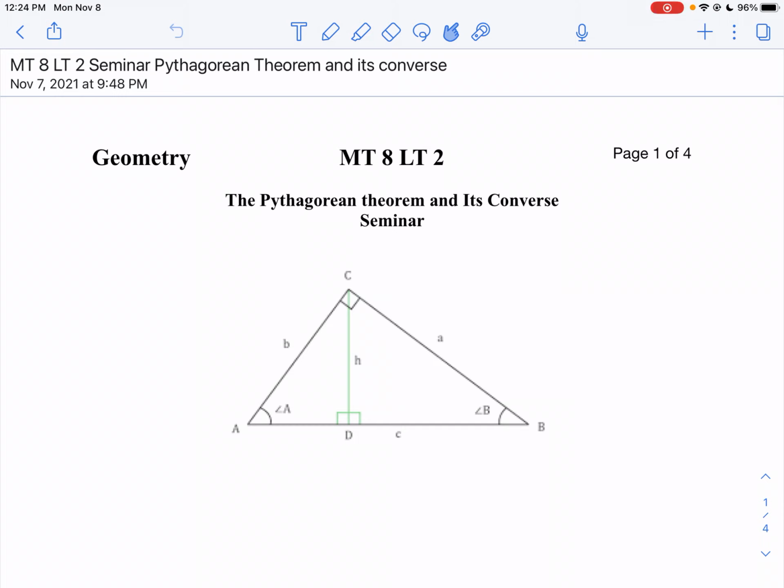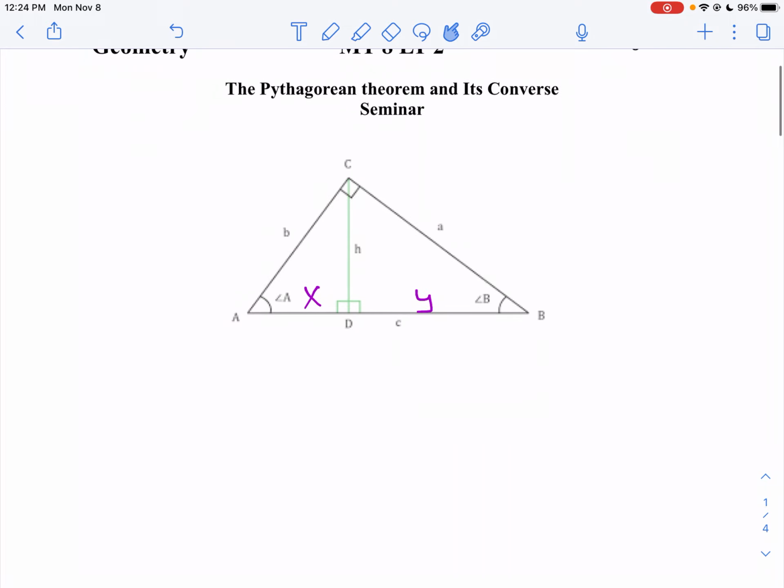Here I've got the altitude of a right triangle drawn in. I'm going to call the distance from A to D, I'll call that x. And I'll call the distance from B to D y. What we learned in the last lesson is B is the geometric mean, so in other words, B squared, between the entire hypotenuse, which is C, and the part that's adjacent to it, which is x. And I could do the same thing for A. A is the geometric mean, so A squared between the entire hypotenuse, C, and the part that's adjacent to it, which is y.